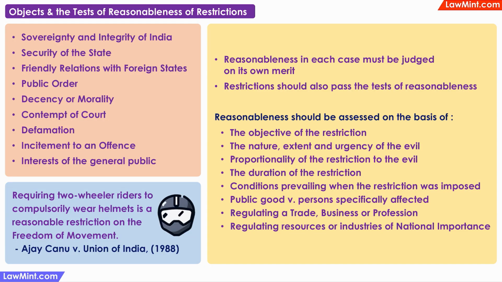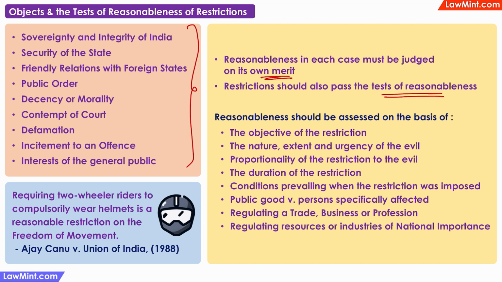If we go through the clauses 2, 3, 4, 5 and 6 of Article 19, we can list down all the objects mentioned therein. In general, these 9 objects may be the reasons for restrictions on the respective rights. Any restrictions should be judged on their own merit and should pass the tests of reasonableness.